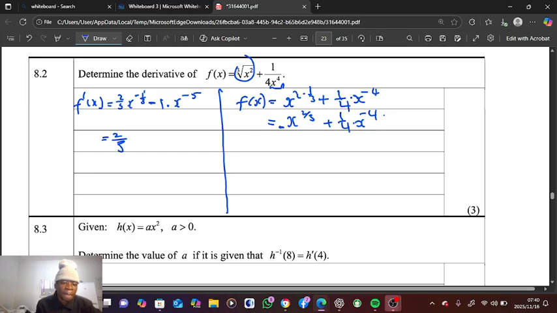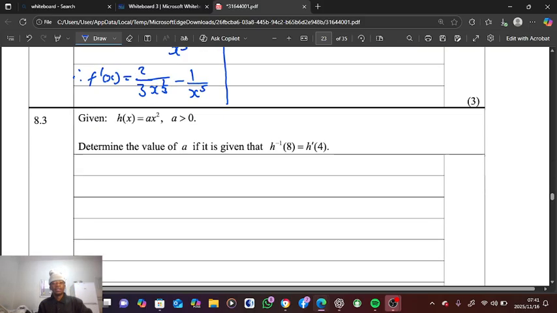So this is the same as 2 over 3. We can now change our x to be positive by saying x to the power of 1 over 3. Then minus 1, we can change our x to be positive by dividing by x to the power of 5. Therefore, the first derivative is going to be 2 over 3 x to the power of 1 over 3 minus 1 over x to the power of 5. Then we are done here.